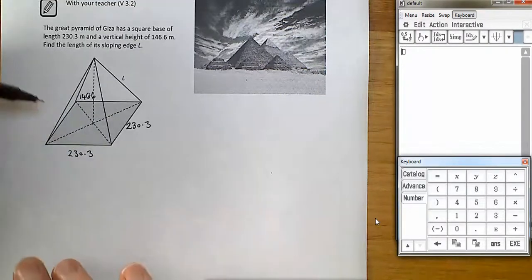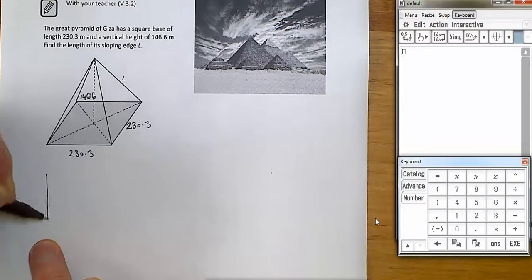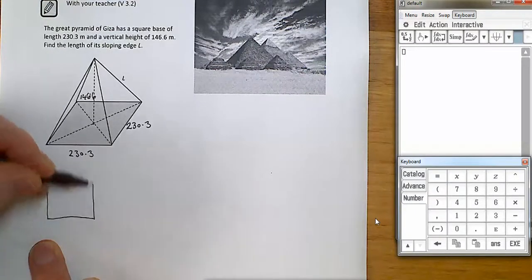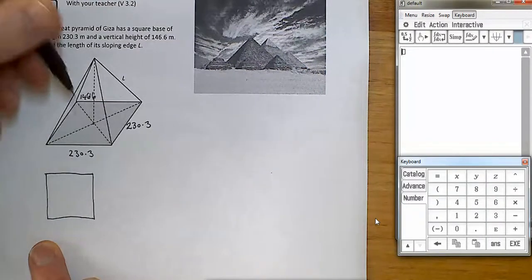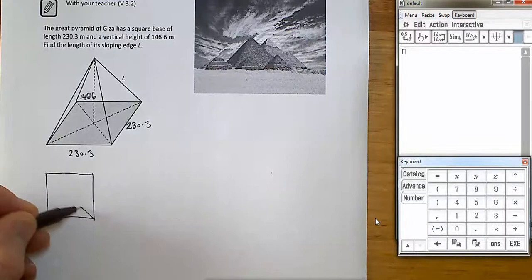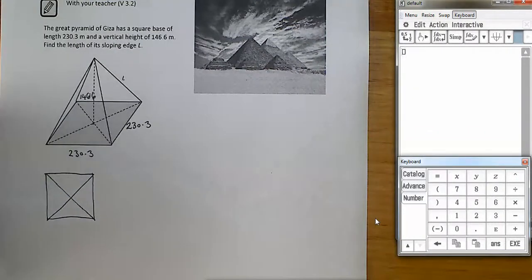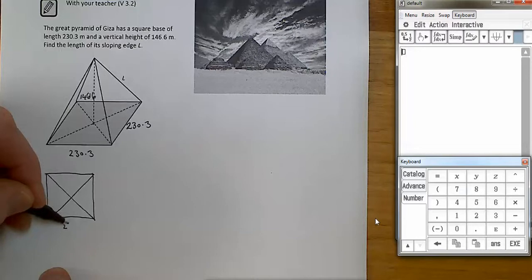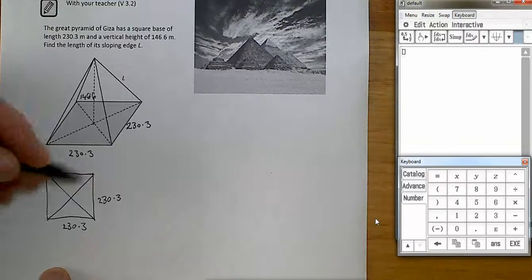Sometimes it's a good idea in this type of question to redraw things out as you're working with them and straighten them up. So if we were looking straight down from on top at that square base, that's what it would look like. Now I can use that to work out this distance here.